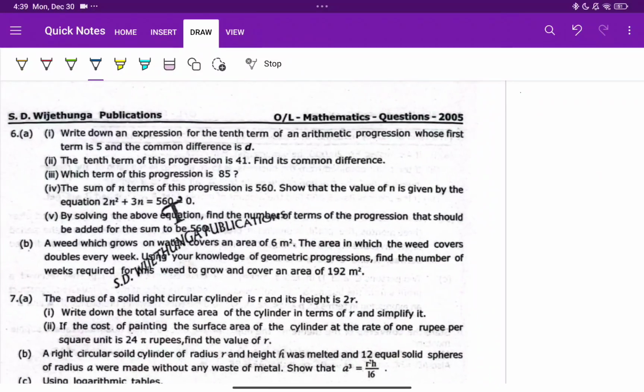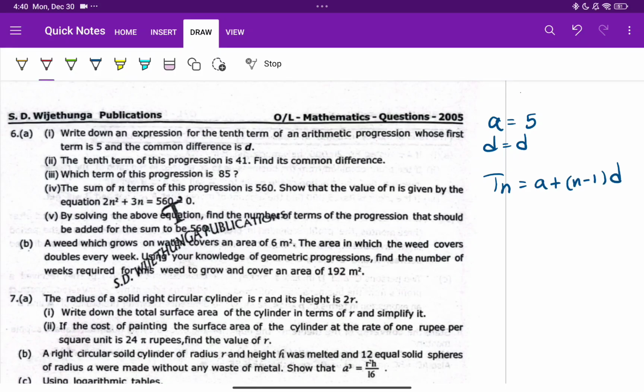Okay, this arithmetic progression question is from 2005 O-levels. The first question says, write down an expression for the 10th term of an arithmetic progression whose first term is 5. So a is 5 and the common difference is d itself. We know the expression for the nth term Tn is equal to a plus n minus 1 d.